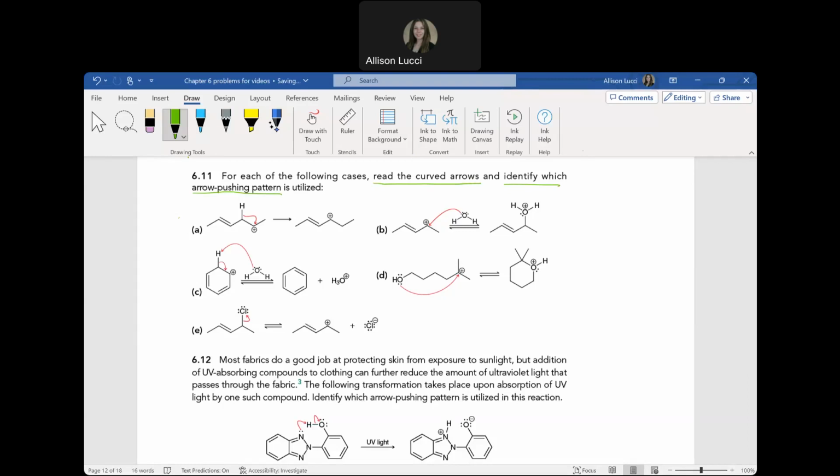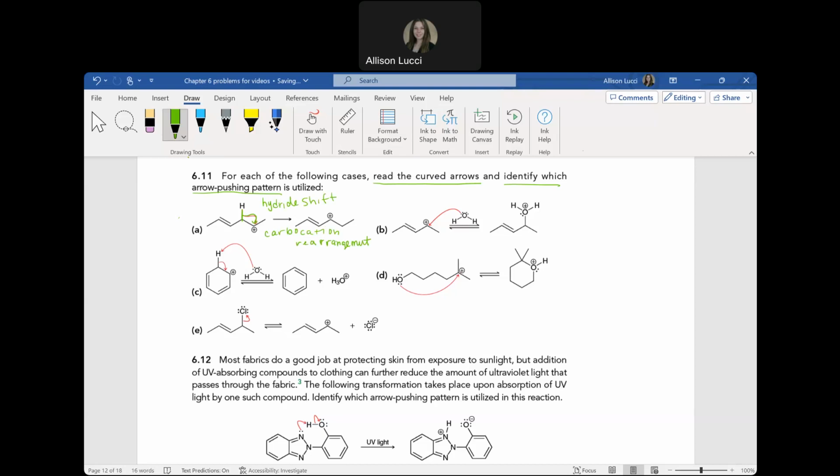So in the first example here, this arrow that's showing the bond moving to this cationic site, this secondary carbocation, is showing a hydride shift. So this is a form of rearrangement that happens with carbocations. So this is specifically a hydride shift, which is a type of carbocation rearrangement. So that is the type of arrow pushing pattern.